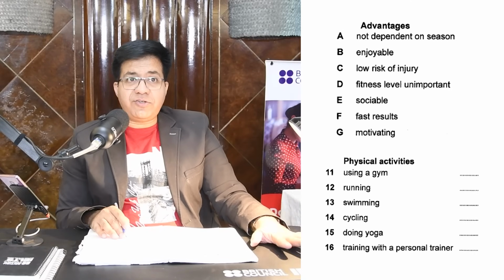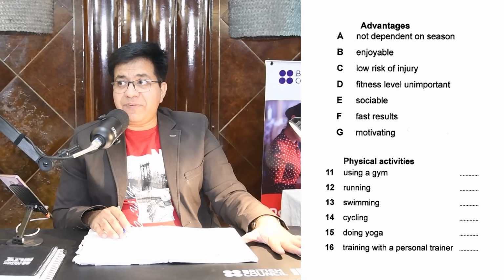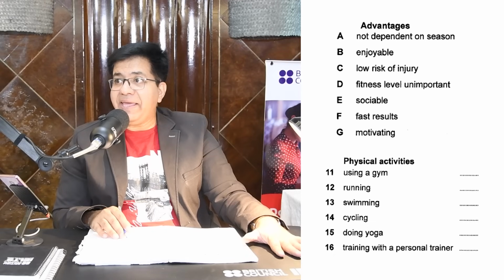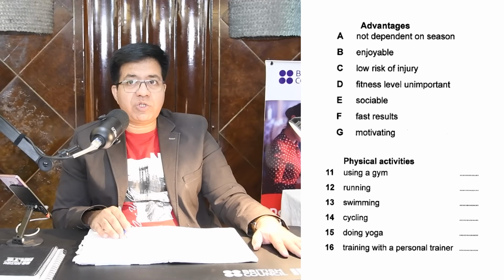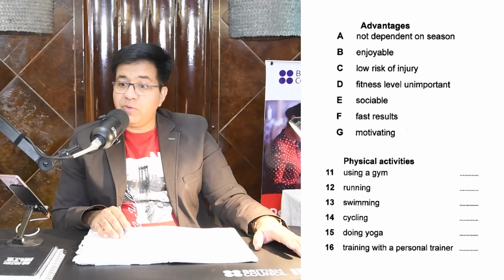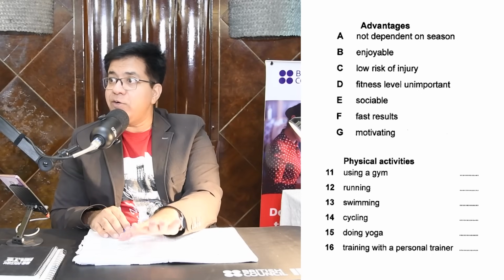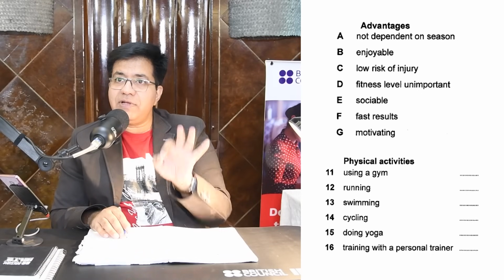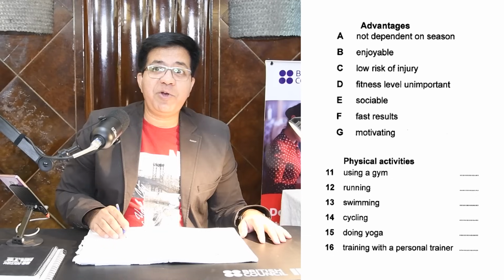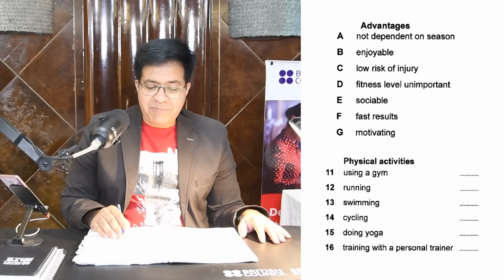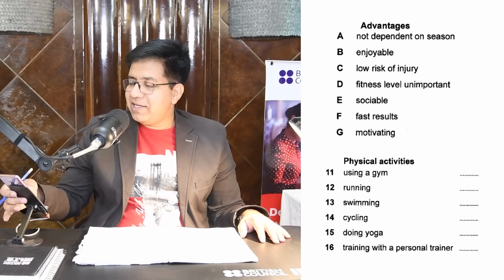Okay, with regular training, you can see big difference in short space of time. That is option F. Big difference in short space of time. Got it? So if you translate it like this, then you will find the answer. Otherwise, the answer will come and go and then you will write any letter and that will be wrong. Okay? Question number 12, running.